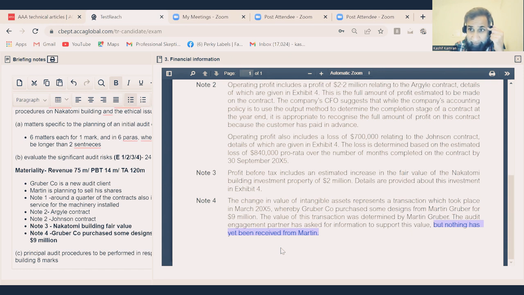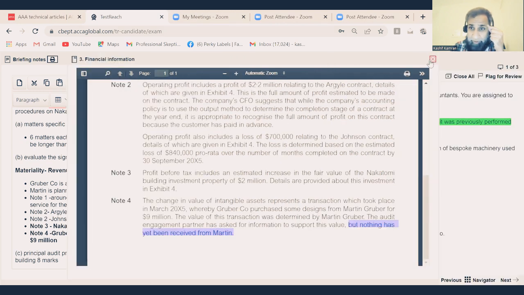So is Grubber giving us information about the $9 million? No. So does that increase the risk that this $9 million could be overstated because Martin wants to fetch a better price? So is this a specific risk? Yes. So have we completed exhibit number 3? Yes, we have completed exhibit number 3.